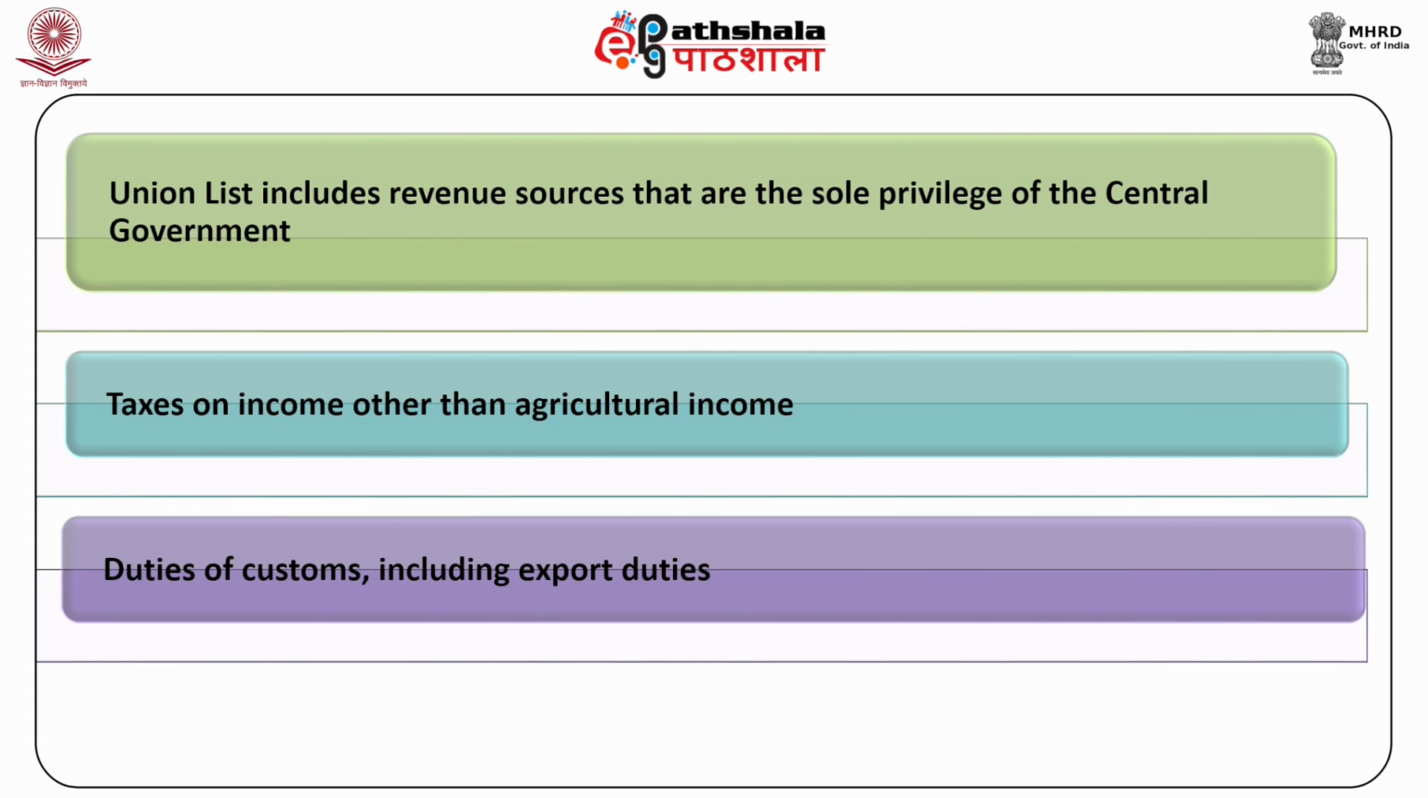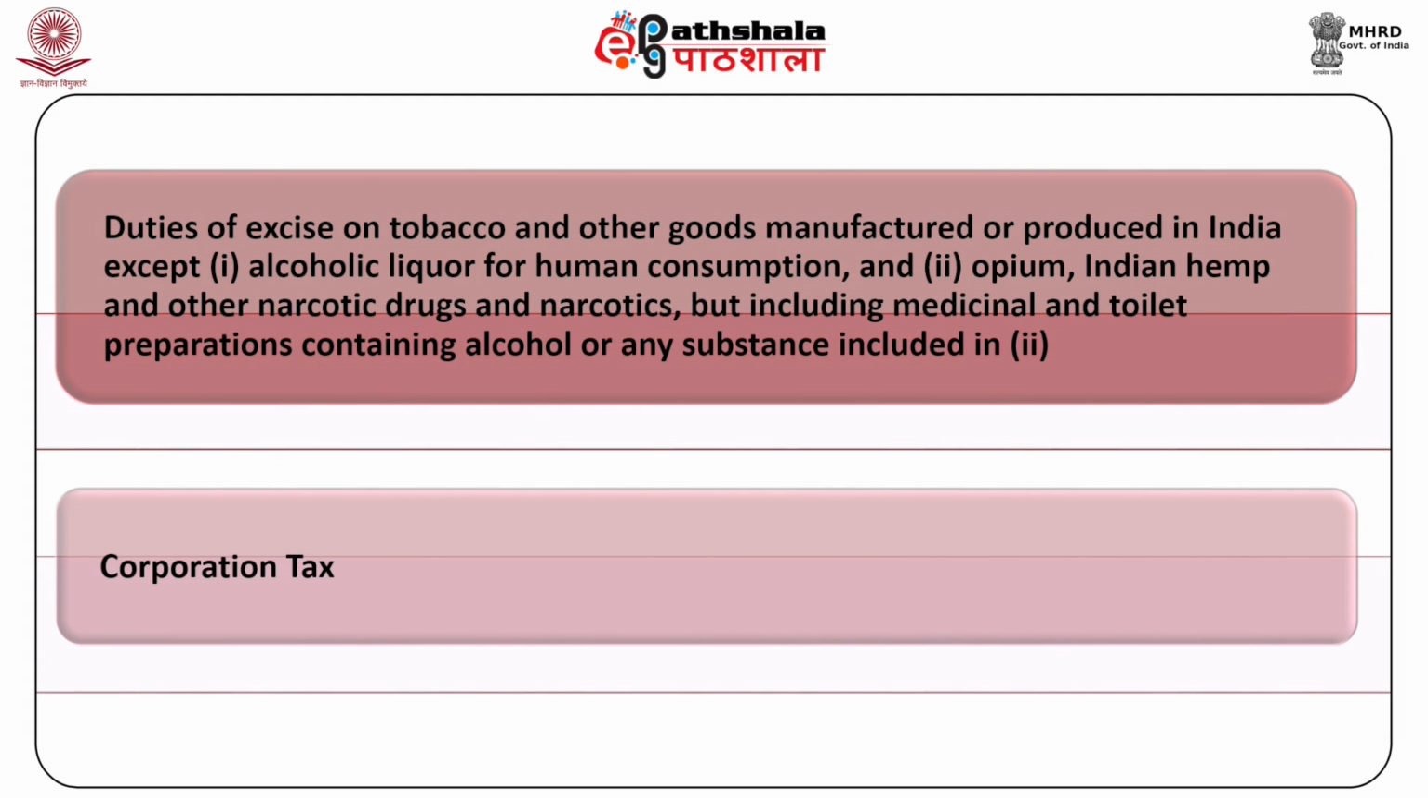1. Taxes on income other than agriculture income. 2. Duties of customs including export duties. 3. Duties of excise on tobacco and other goods manufactured or produced in India except alcoholic liquor for human consumption, and opium, Indian hemp and other narcotic drugs and narcotics, but including medicinal and toilet preparations containing alcohol or any substance included in the exceptions. 4. Corporation tax.